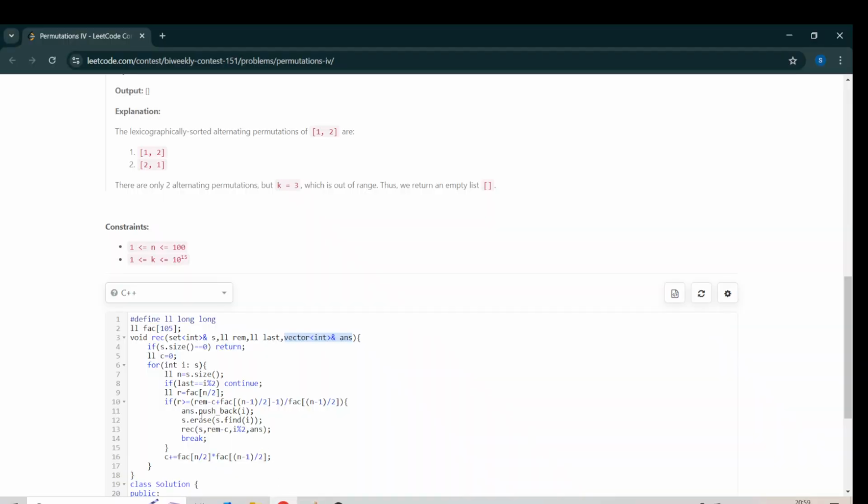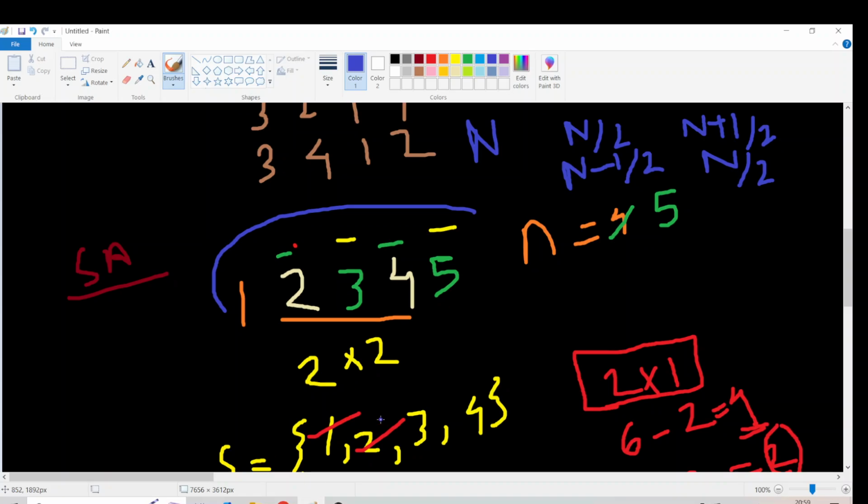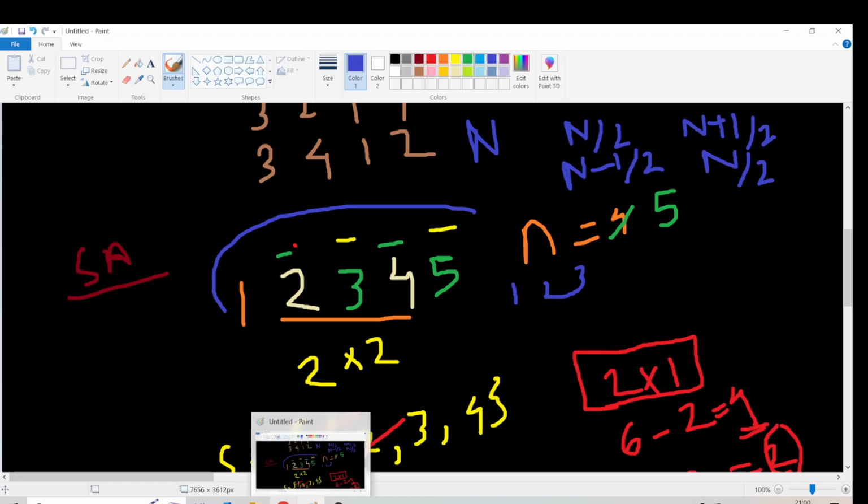Now that's why we are taking r as factorial of n by 2, because the number of arrangements of 2 and 4 will be 2 factorial. Similarly, the number of arrangements between 3 and 5 will be 2 factorial again. So let's say we have 1 2 3 and we have to shuffle all the elements, then it will be 3 factorial. Okay, 3 factorial permutations will be possible.